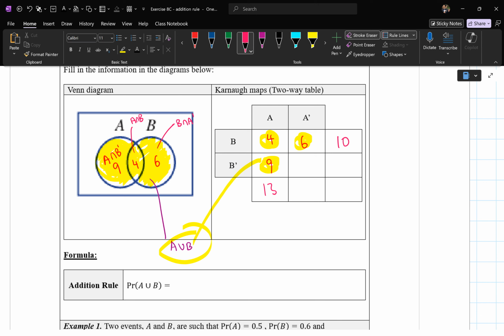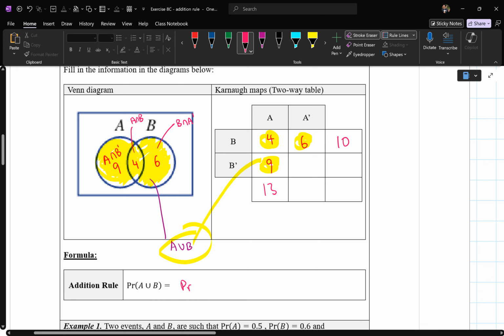The rule is A union B is probability of A. Because you're saying, what's the chance of A union B? Well, you need to know the probability of all of A. So this is all of A, and you're going to add on probability of B. So all of B. I'm going to add all of B.